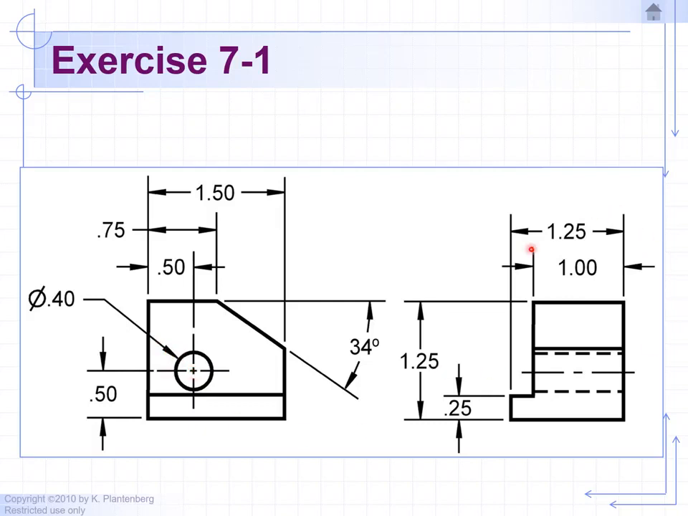Okay, let's take a look on the right-hand side view. Here the bottom surface has more area than the top, so we're dimensioning from the bottom to top, 0.25, and then 1.25 overall. And in this case, the right-hand side has more surface area than the left, so we're going to dimension from right to left, 1 unit, and from right to left, 1.25 for the overall length.